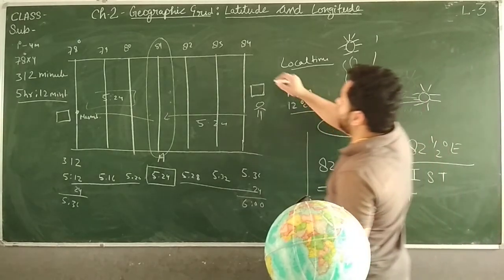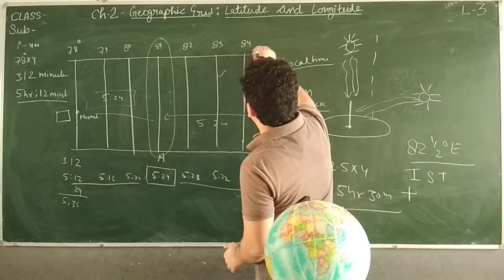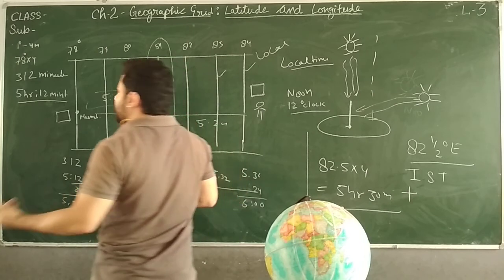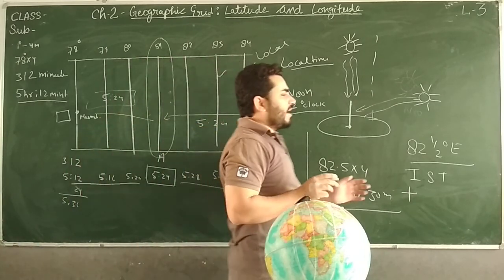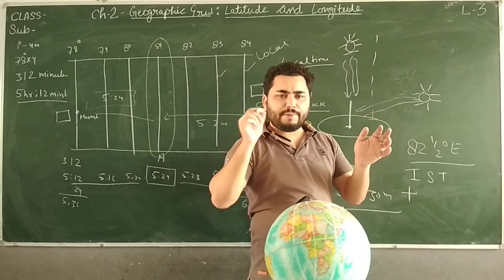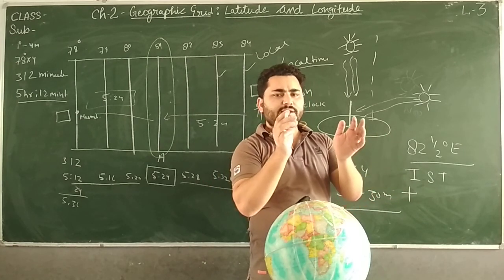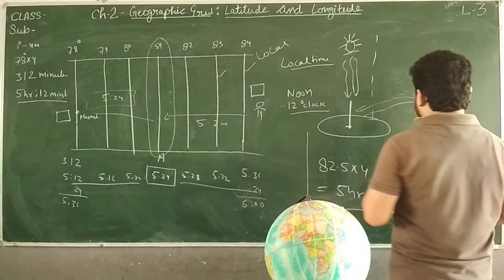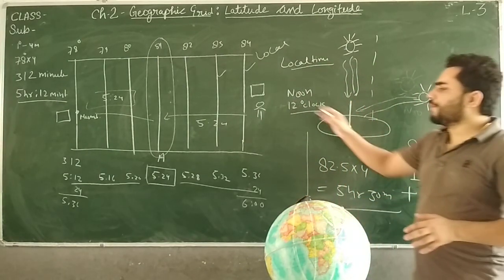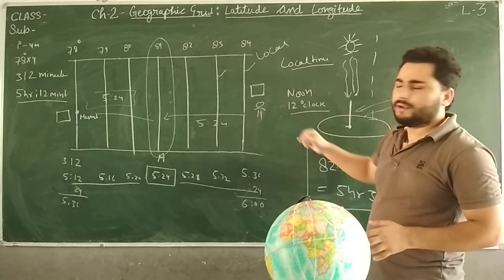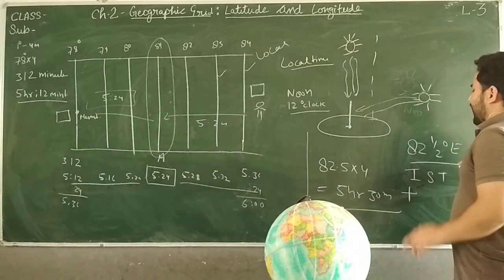The time of each longitude is called local time, and the time of a longitude taken as the median, the middle line, is called standard time. That is decided to avoid all these complexities in time management. So this is called the standard meridian.